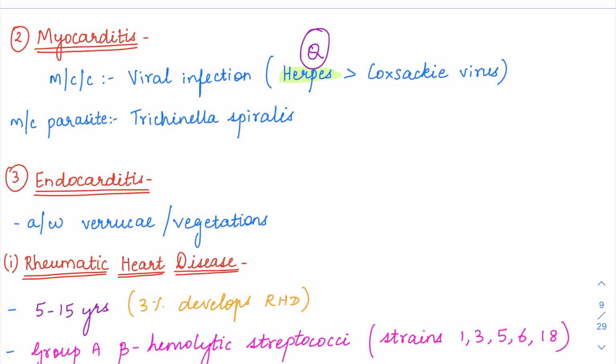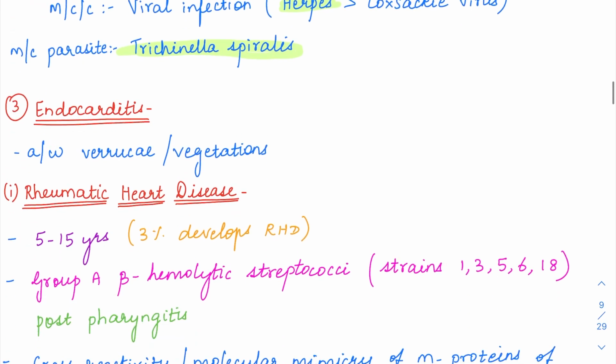And if they specifically ask what parasite is going to cause myocarditis, then you will answer Trichinella spiralis. Okay, this is very important. If you don't read the question, you might miss it or you might answer wrongly.